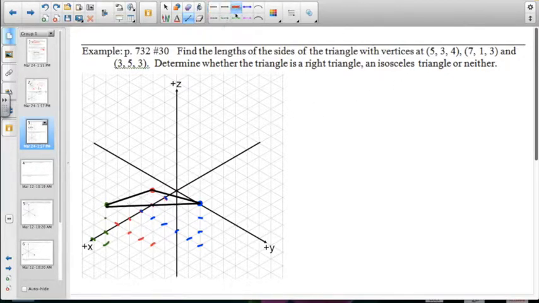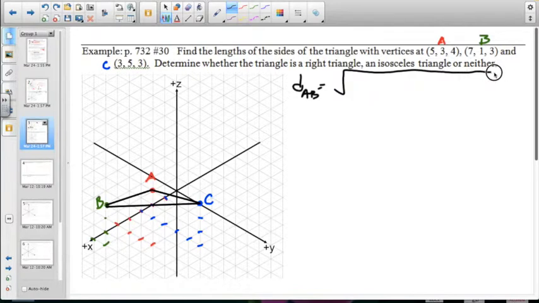So we'll just call this point A, and it was the last one, so we'll call that point C, and call that point B. So this was B, this was A, and this was C. So you have to use the distance formula to find that. So we'll find the distance from A to B. So we'll go ahead and set up the distance formula for that.